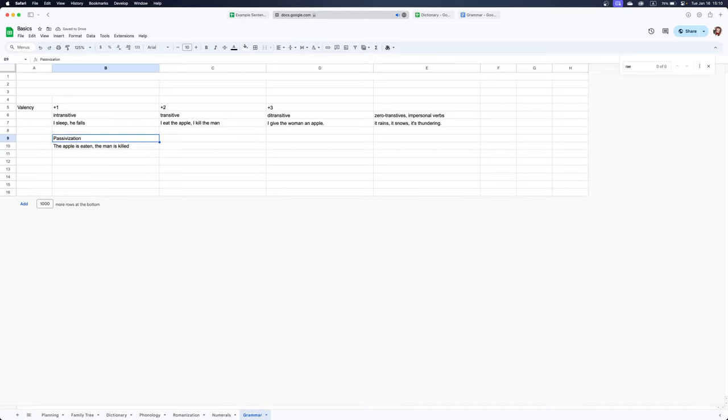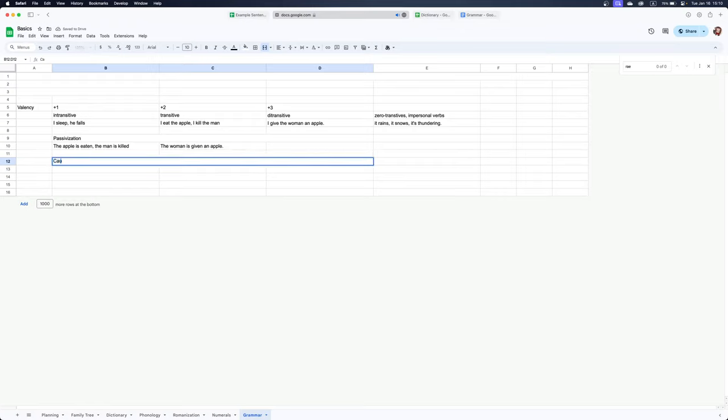And so that's a transitive becoming intransitive, and a ditransitive becoming intransitive would be the woman is given an apple. And then that's the most common one in English, what most people know. But then there's also valency increasing. So, and this is usually referred to as a causative, though there are multiple types of valency increasing. There's also multiple types of passivization.